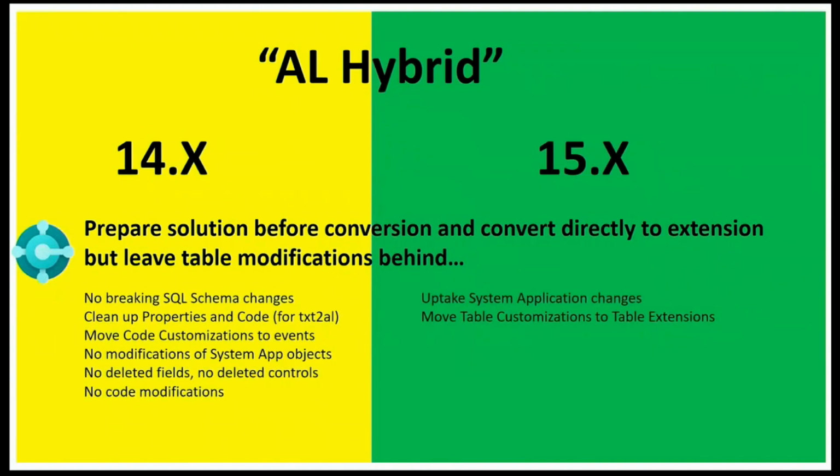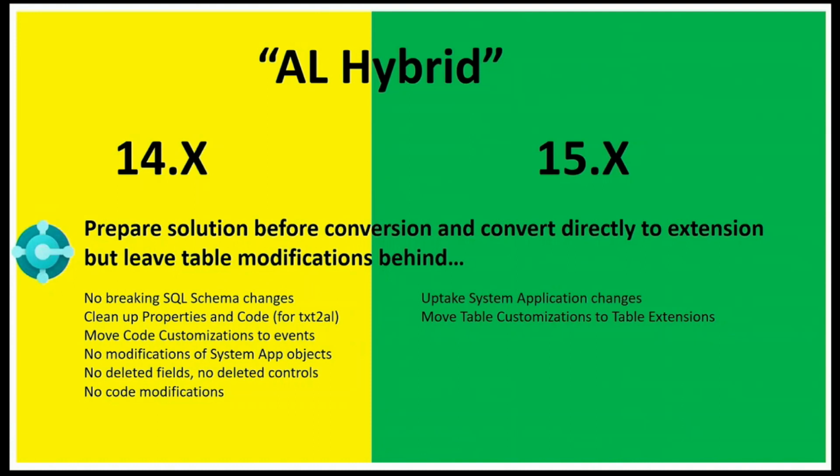I know we talked about hybrid before, where hybrid was between C/AL and AL, but right now what we can do is we can talk about some things that we modified in the base app and put the rest in an extension. The things we want to keep in the base app in order to do the data upgrade right now would be the customized fields or the customized tables.